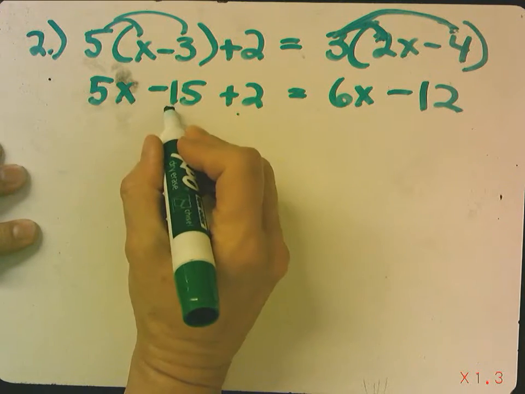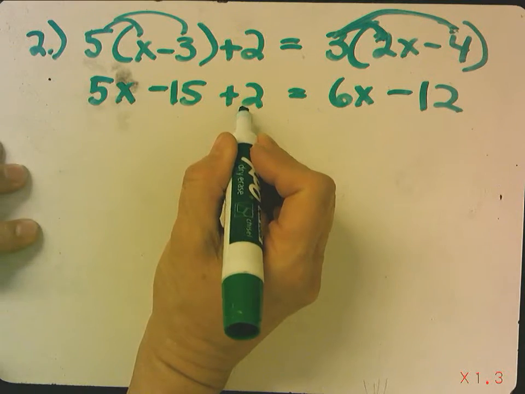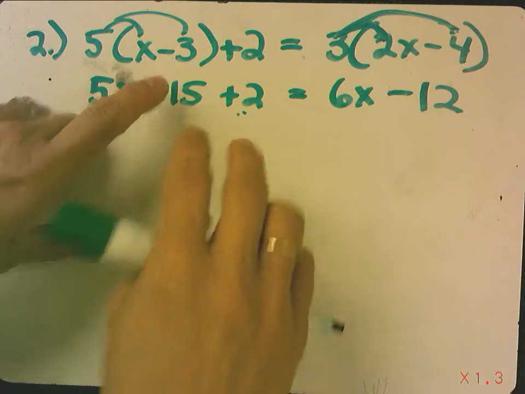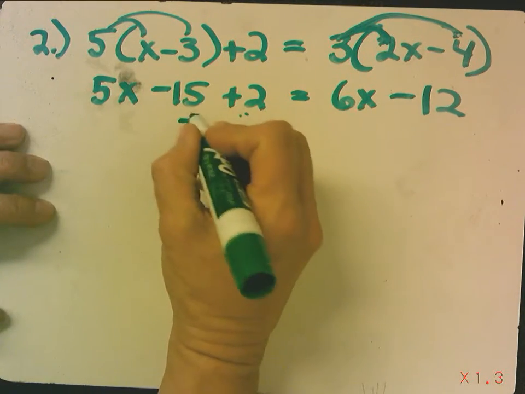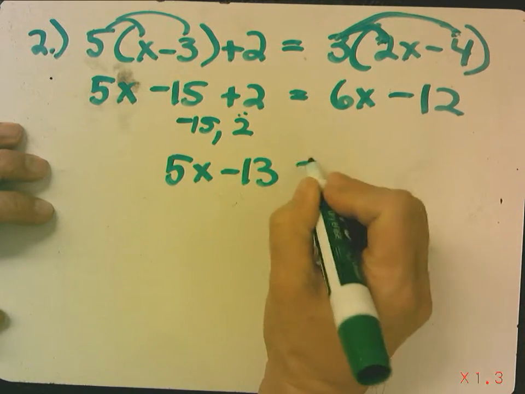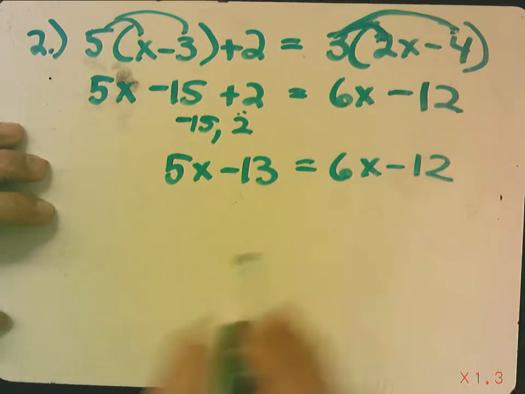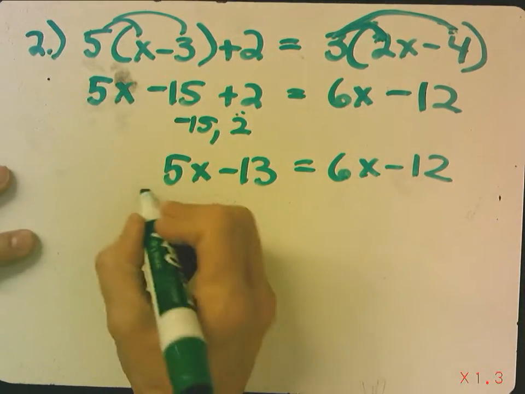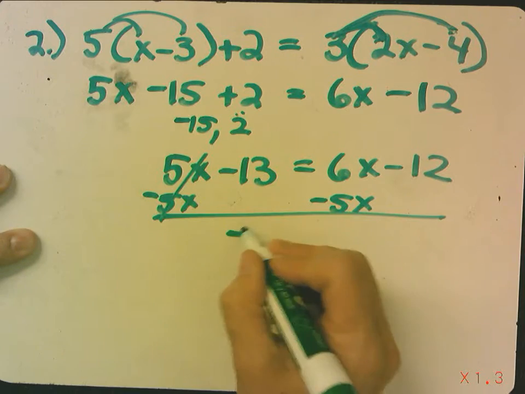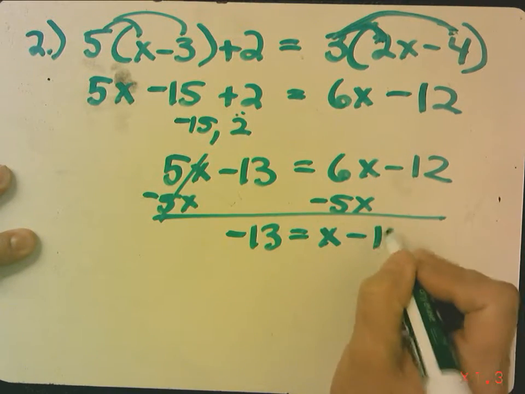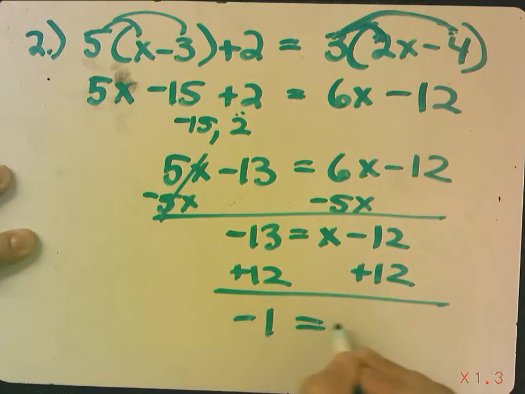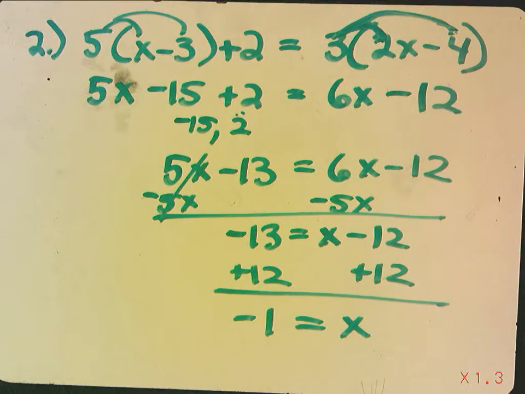Now, I'm going to combine my negative 15 with my positive 2. Be careful not to just think of it as minus 15 plus 2. Think of it as a negative 15, comma, 2. So when I add them together, I get negative 13. Now that both sides are simplified, I'm going to get my variable on one side. And now I'm going to add 12 to both sides. So x equals negative 1.